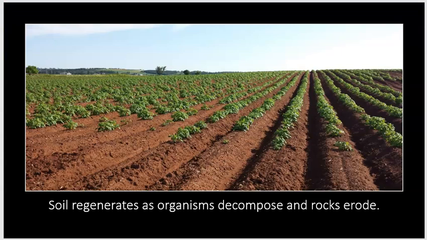Soil regenerates as organisms decompose and rocks erode. Soil is a renewable resource that, if mismanaged, can be considered non-renewable. Think of Earth's surface as if it were a clay flower pot. To plant seeds in the pot, you first add soil. For plants to grow on Earth, soil must cover Earth's surface. Soil is a renewable resource because as organisms decay and rocks erode, new soil forms.